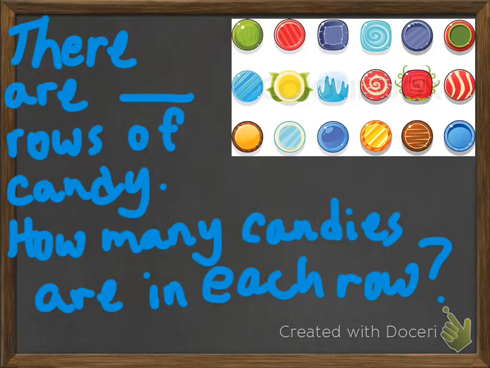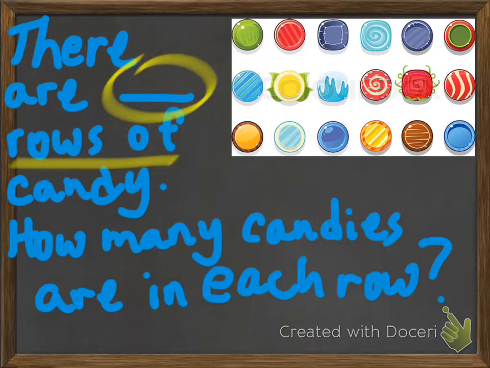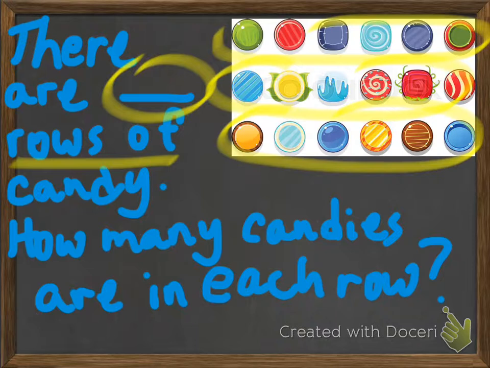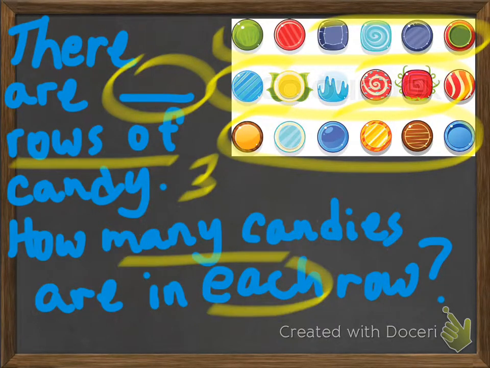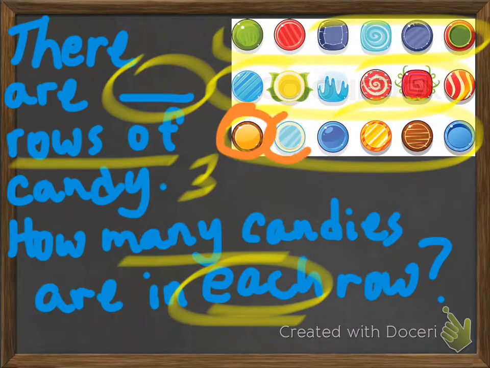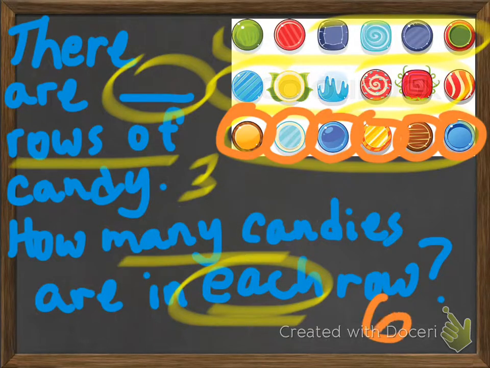In this case, we have candies. And the question is, how many rows of candy are there? Well, let's count. We have 1, 2, 3. So we have 3 rows. And how many candies are in each row? Well, just count it. 1, 2, 3, 4, 5, 6. So we have 6.